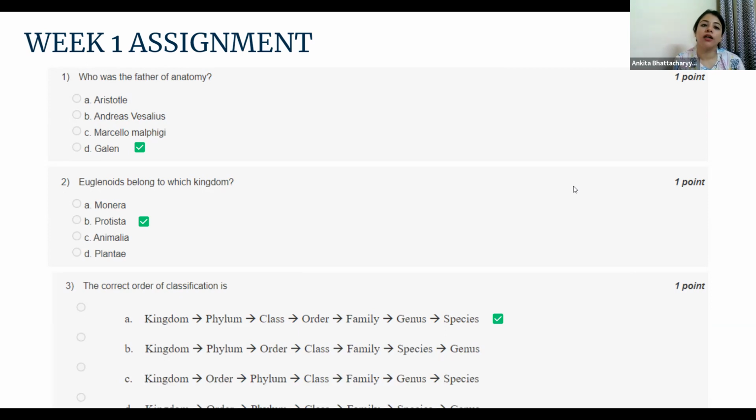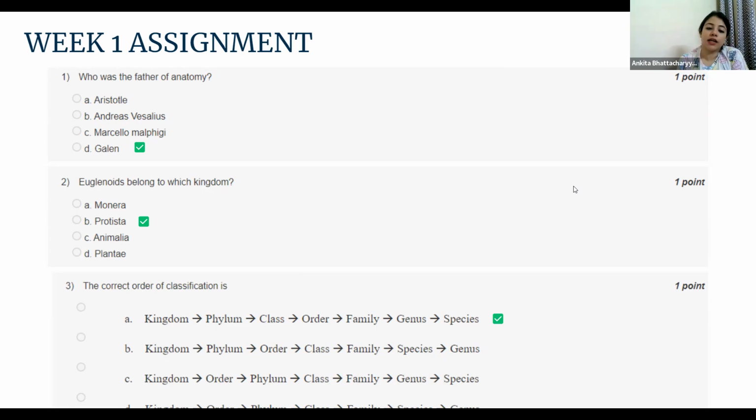Okay, so now we are coming back to the assignment for week 1, where first of all, there's a very direct question about who is the father of anatomy. If you remember, we had also discussed this, that Galen was considered to be the father of anatomy. We had talked about a few eminent scientists and their contributions. It's there in the lectures as well, and it has been presented here. He worked with a lot of tissues, and therefore he was given this honor and has been declared the father of anatomy. This is a direct question. So that was the first question.